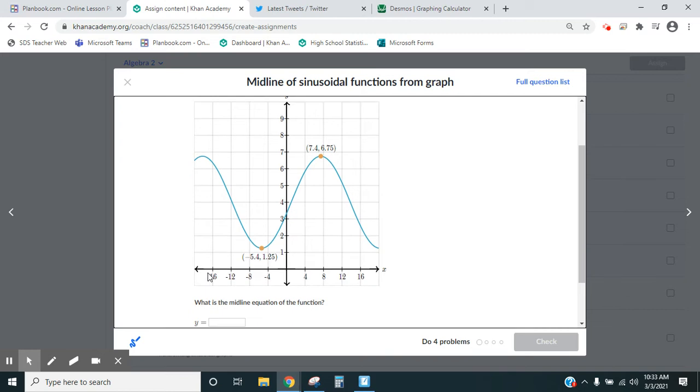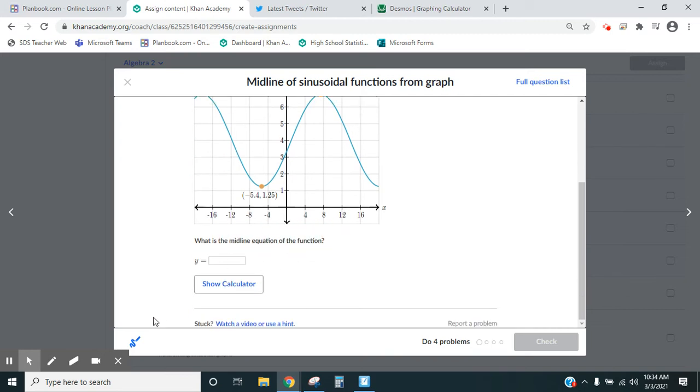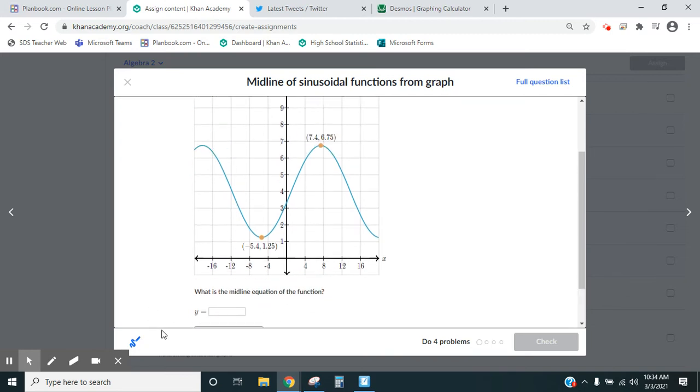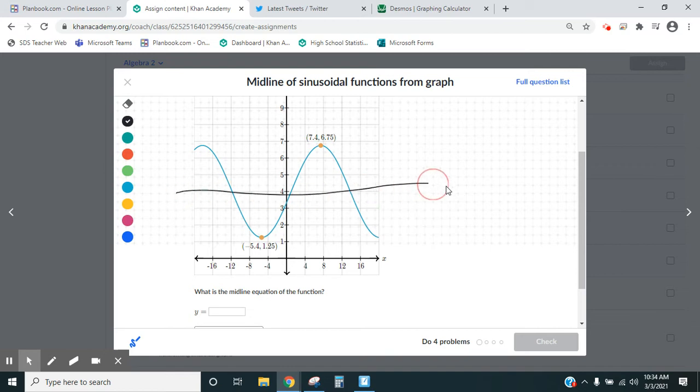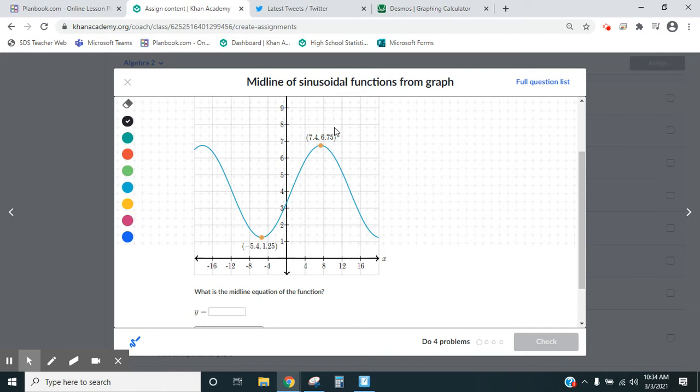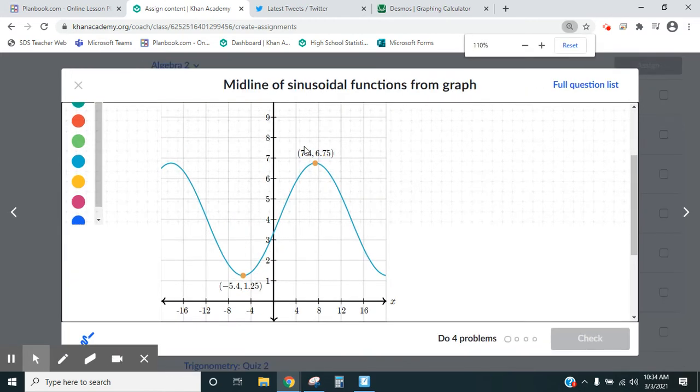What's the midline equation of this function? That's just like saying, where is the midline? All right, so midline's somewhere in through here, right? It's hard to tell exactly where it is. What can we do when we have the maximum and the minimum? Good.